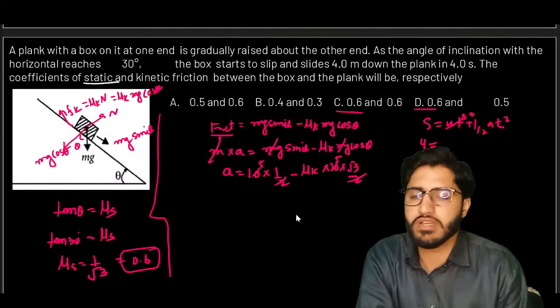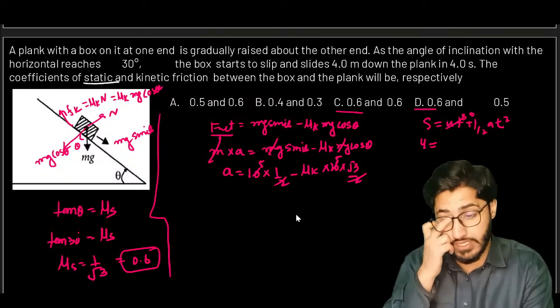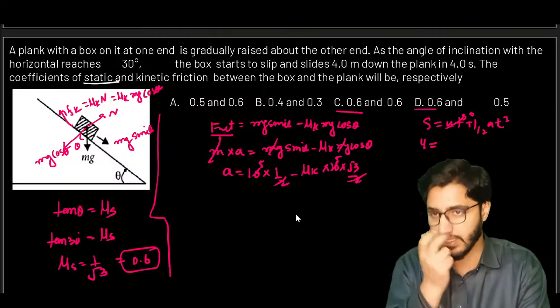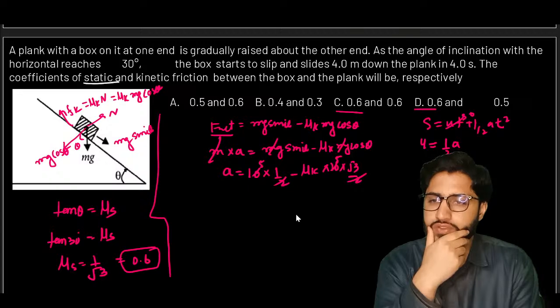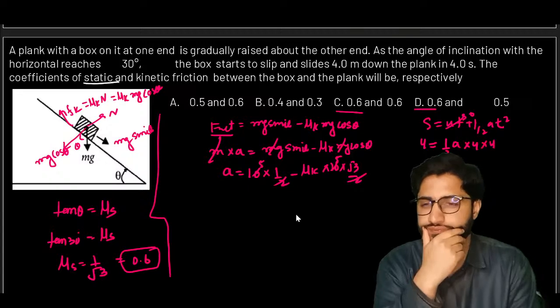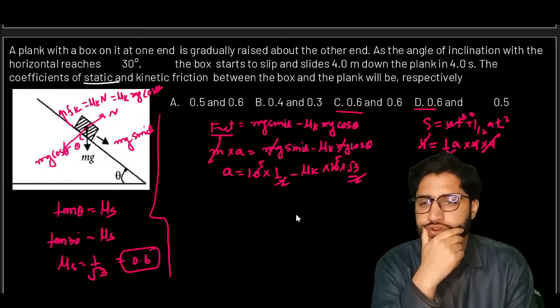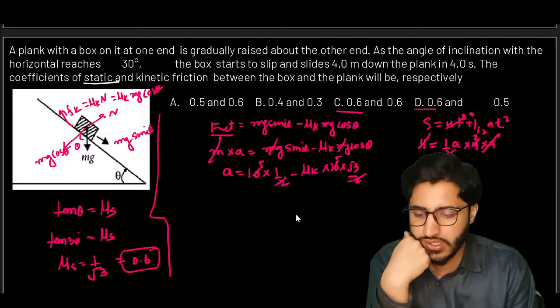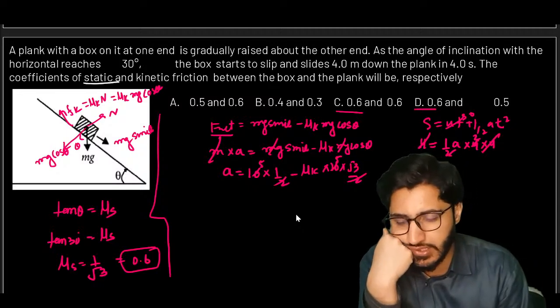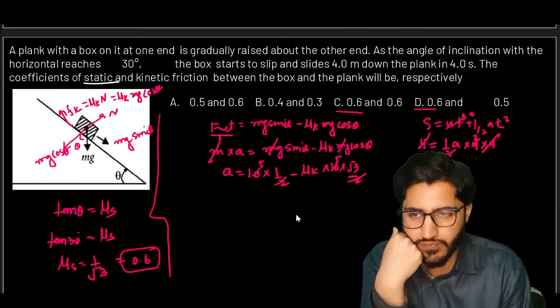U is 0 because it started from rest, right? So it is 1 by 2, A is 8, T is 4 into 4, cancel out the 4. So what is my A now here? A came out to be 1 by 2.